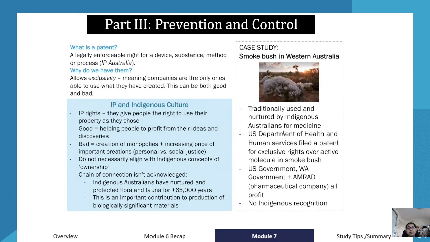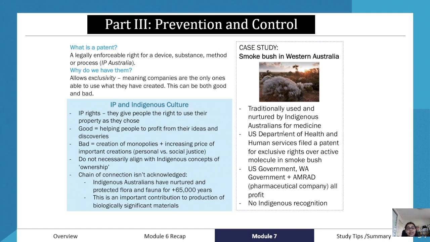So finally, prevention and control, looking at firstly patents. Patents are used when, for example, the vaccine formula has been patented. Different companies have patented their different molecules or different processes, but generally a patent is a legally enforceable right for a device, substance, method, or process, through IP Australia. And why do we have them? Because it means exclusivity, and so your intellectual property cannot be copied.